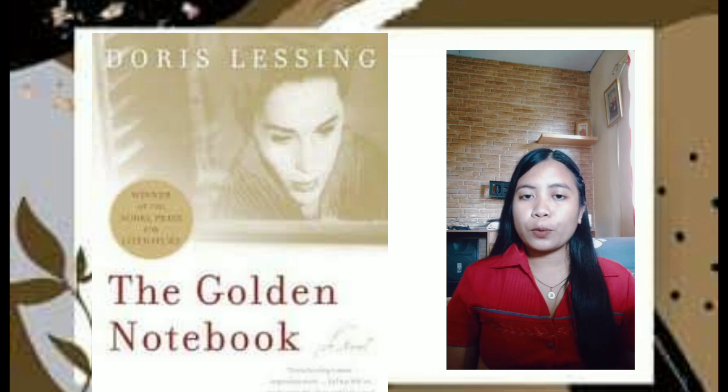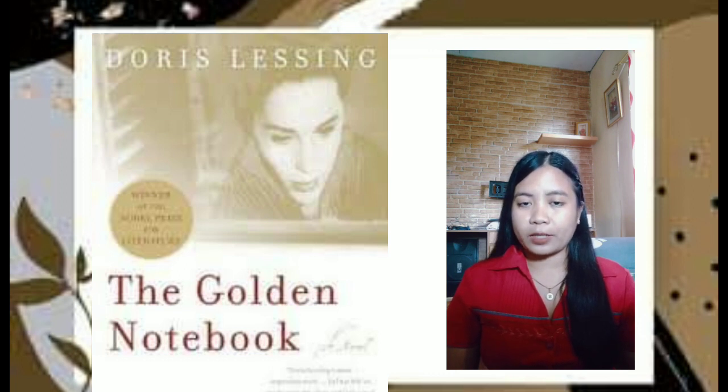The Golden Notebook is a story of a divorced single mother, Anna Wolfe, who works as a novelist in 1950s London. Anna is worried that her bad experiences and relationships with the wrong men are going to drive her crazy. This makes her record her life and experiences in 4 different notebooks.